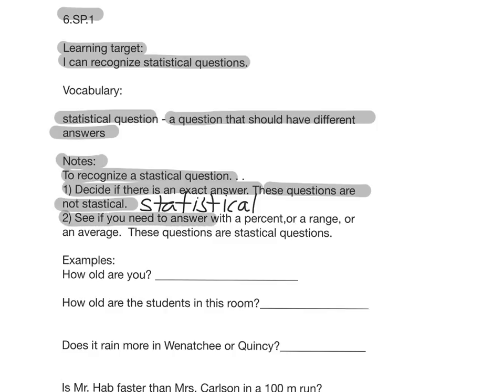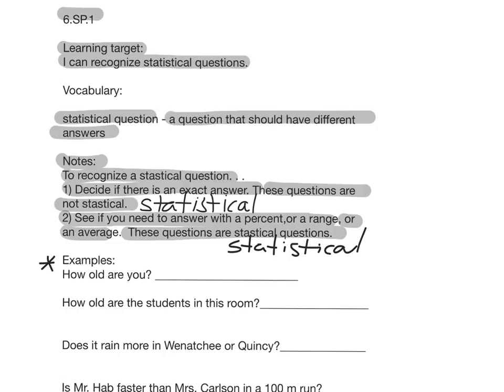Step 2, see if you need to answer with a percent or a range or an average. These questions are statistical questions. Man, I spelled it wrong twice. Actually, I spell it wrong just so you pay attention more. The way it's described in math textbooks is that if you need to answer with statistics, with a mean or a median or a certain percentage of people, then it's a statistical question. So stick with it. I'm sure it's going to make more sense as we go.